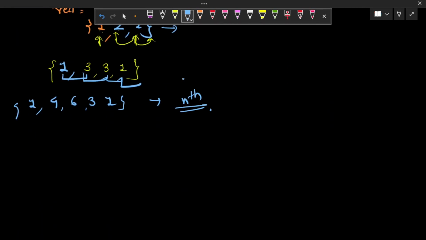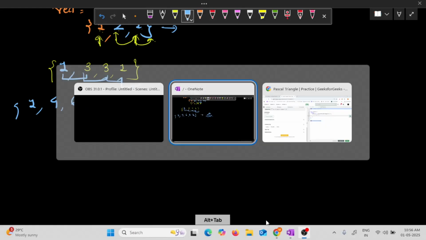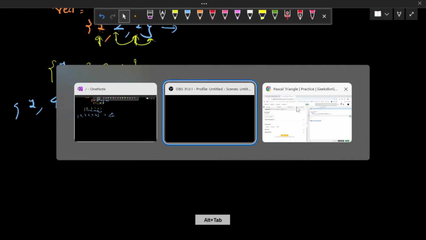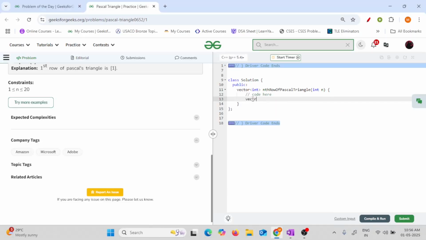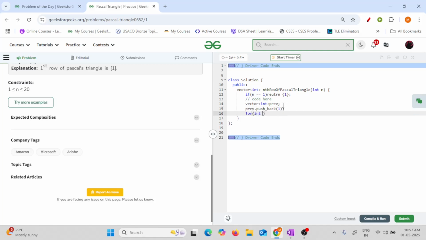So I'll start writing the code. Let's see, the code is very simple. I'll create a vector of integer as previous. Now I'll just say if n is equal to 1, I'll simply return 1. So this is my first base condition. After that, previous dot push back, I'll add the 1 here initially. After that I'll start with the second row, I'll go to the nth row and i plus plus.